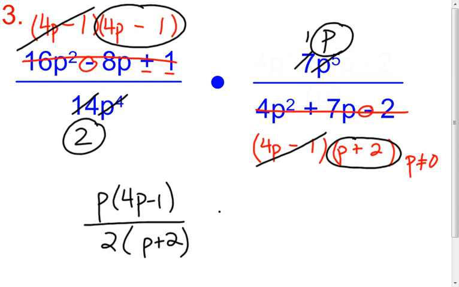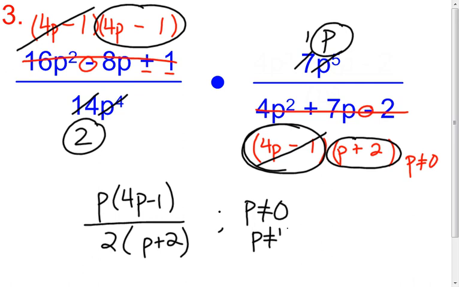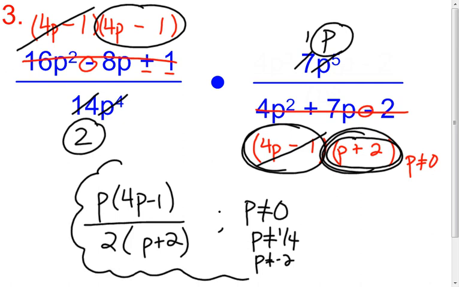Okay? And then I already know from the very beginning that p can't be 0. But what I need to pay attention to is right here, even though it's canceled, it does make a difference. So right here, p can't be 1/4. And right here, p can't be negative 2. Because if it was that, it would make the denominators be 0. And that would not work. Okay? So there we go.